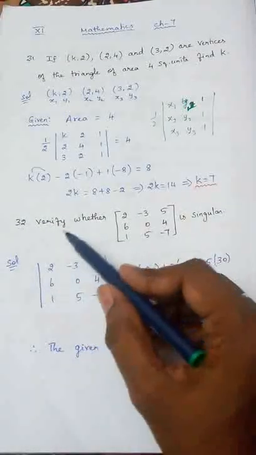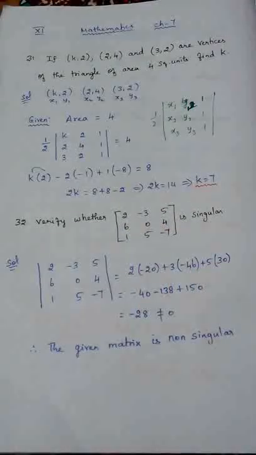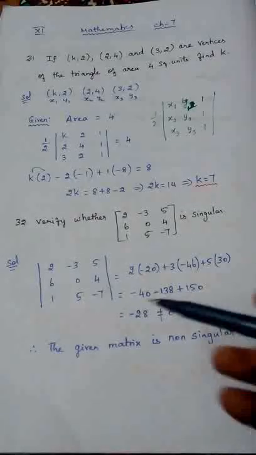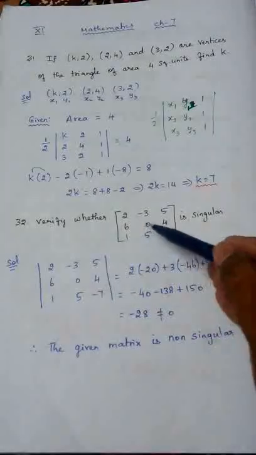Question number 32. Verify whether this matrix is singular or not. For which we should know the definition of singularity. A matrix is said to be singular if its determinant value is equal to 0. Yes or no? So what we have to do? Just try to find out the determinant value for this matrix.